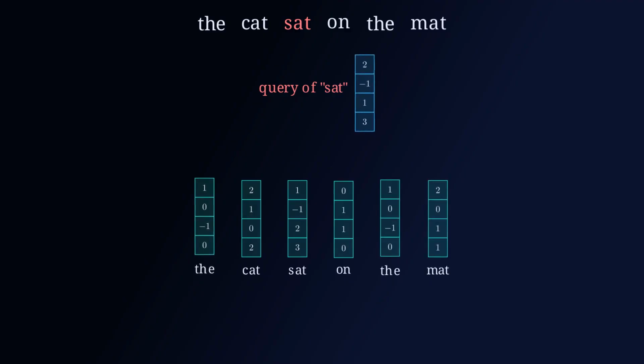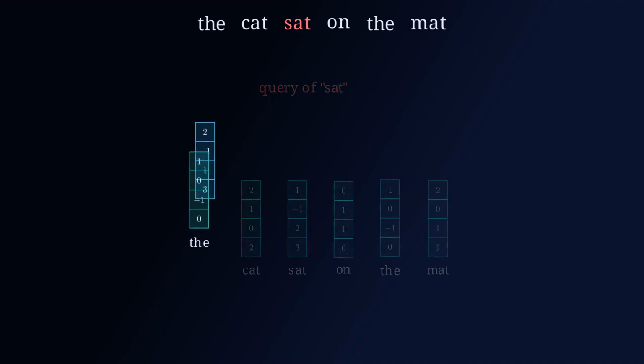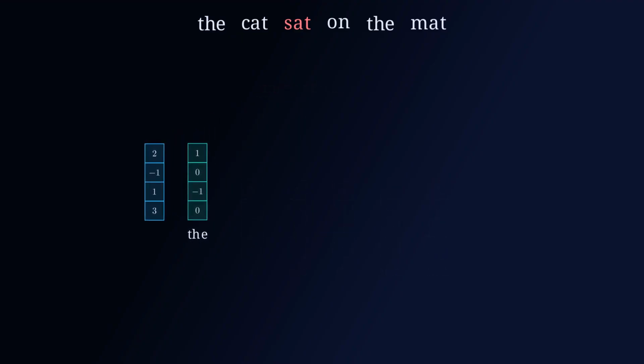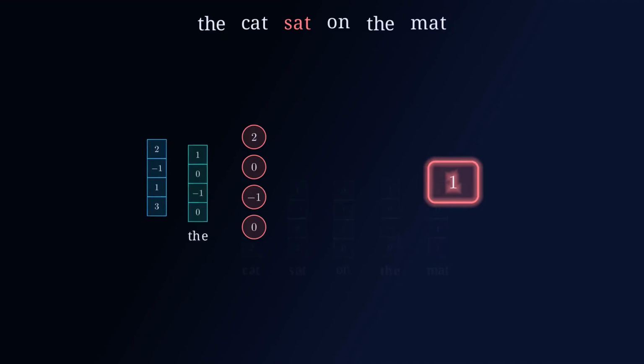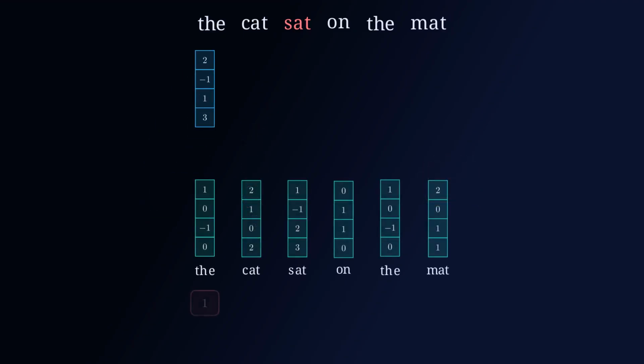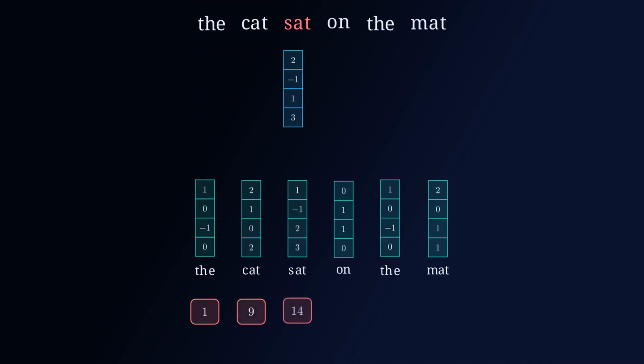Let's actually see a dot product happen. We line up the query with the first key, multiply them cell by cell, and add up the results into a single number. That one number is a similarity score, how well sat's question matches that word's label. Now we do the same thing against every other key, one at a time. Query·key for the, for cat, for sat itself, for on, and so on.